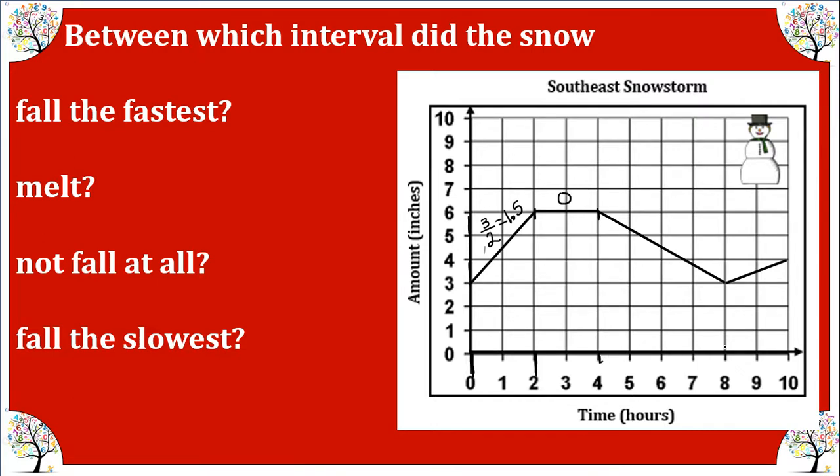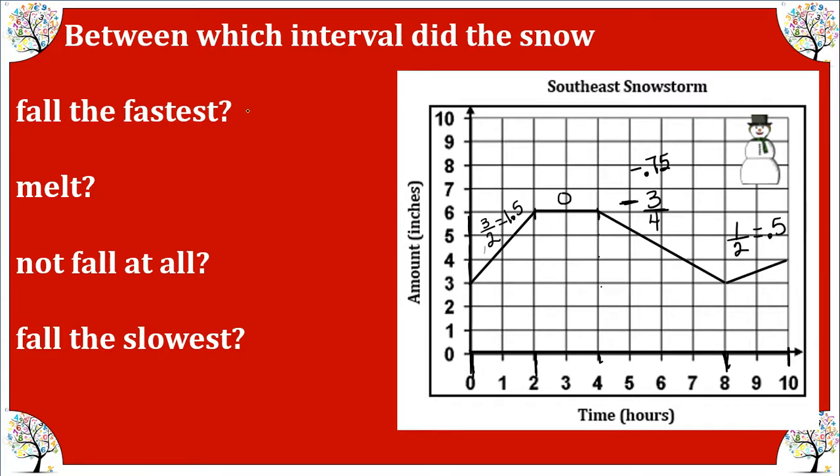Between hours 4 and 8, we can see the snow accumulation decreased. So apparently the sun came out and made the snow accumulation decrease. So over 1, 2, 3, 4 hours, the snow went down 1, 2, 3 inches. So this had a constant rate of change of negative 3/4 or negative 0.75 inches per hour. Then our last interval between hours 8 and 10, the snow accumulated 1 inch. So 1 inch for every 2 hours, which is the same as 0.5 inches per hour that accumulated.